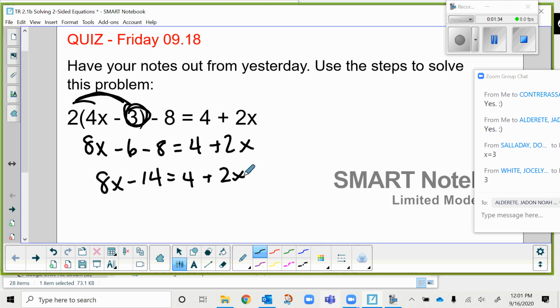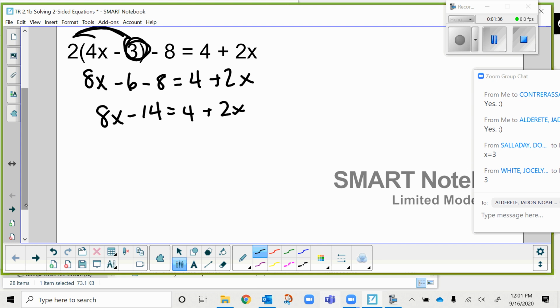4 plus 2x. And then here's where it's different from Monday. We have x's on both sides and constants on both sides. Remember, constant is a number that doesn't have a variable with it. So because the equation is something that's in balance, and I want to get all my x's on the same side, I do that by doing inverse operations.